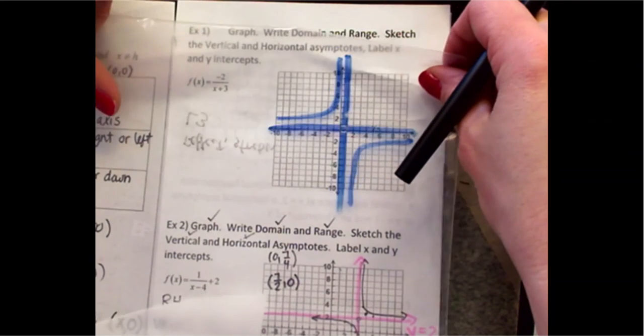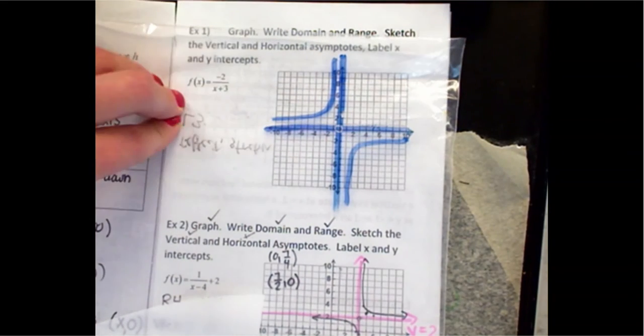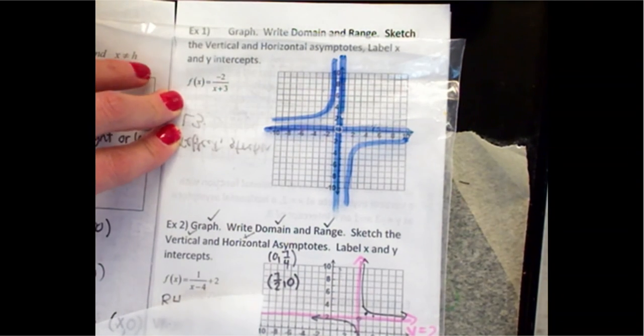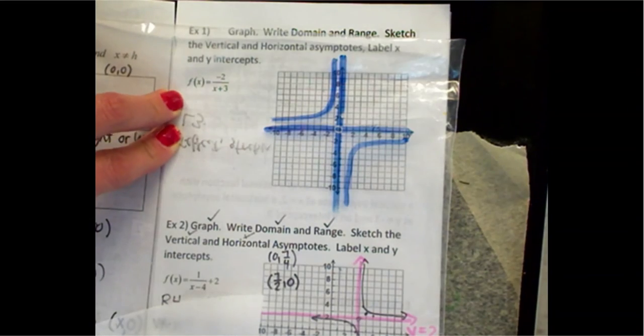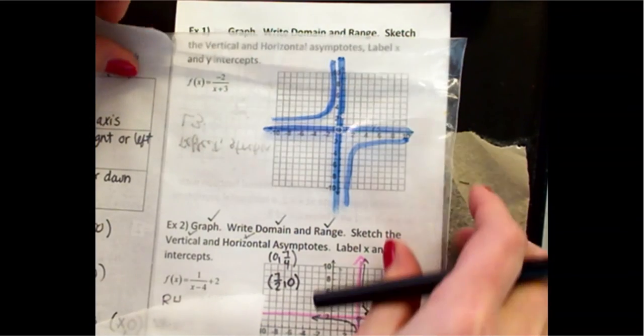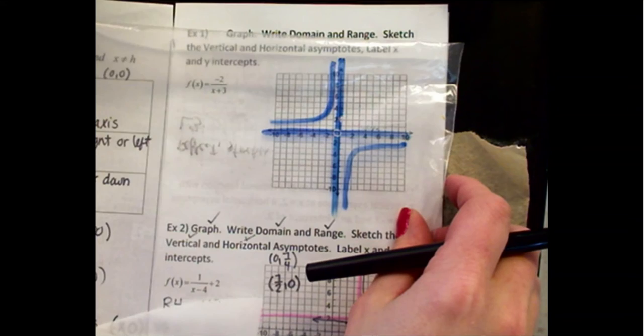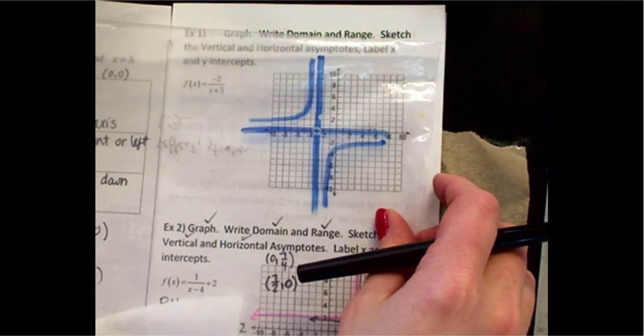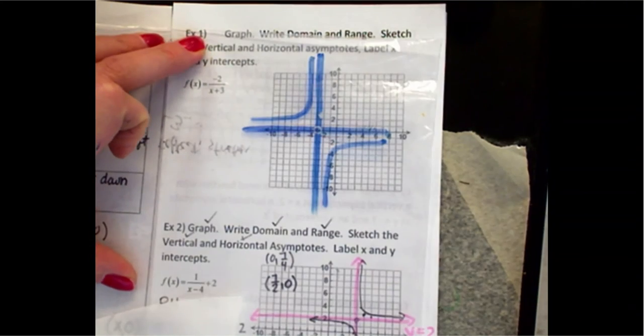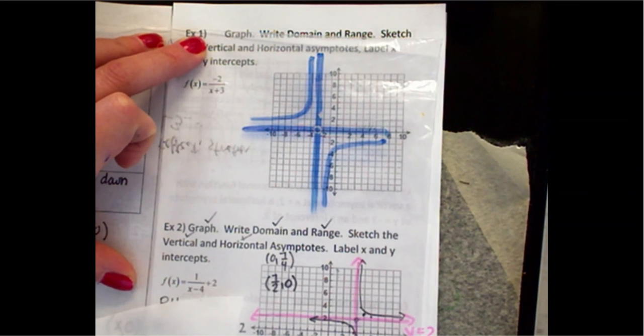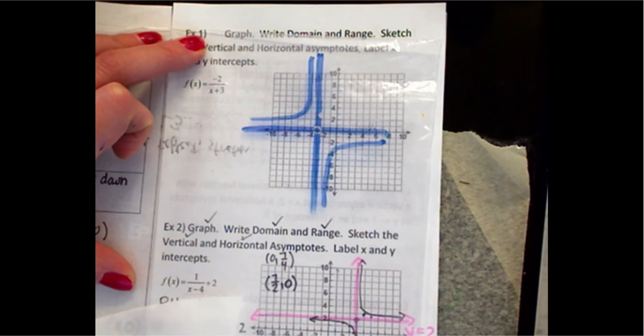Reflect. So now my parent function, right now it's in quadrant 2 and 4. Stretch and left 3. 1, 2, 3. That is the basic shape that I am aiming for. Notice the reflection switches which quadrants I'm going to be drawing my graph in. Isn't the stretch going to make it wider? It's going to make it taller looking.